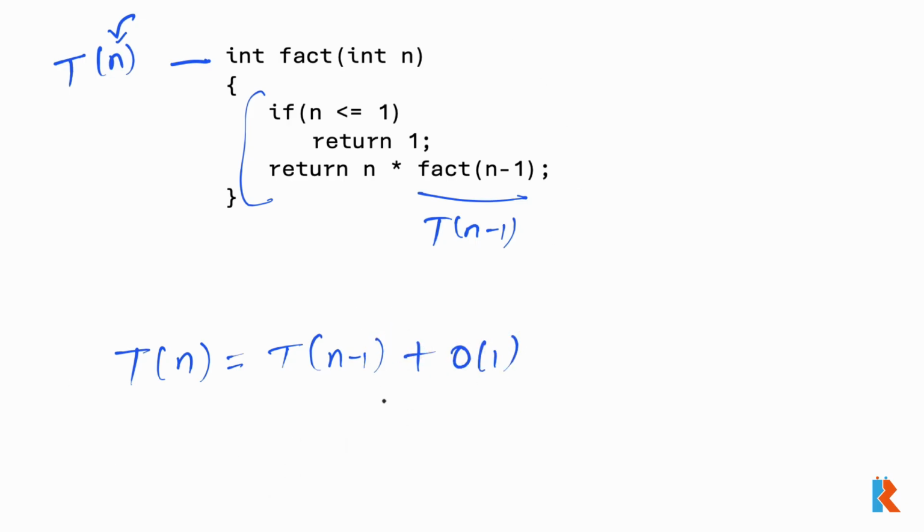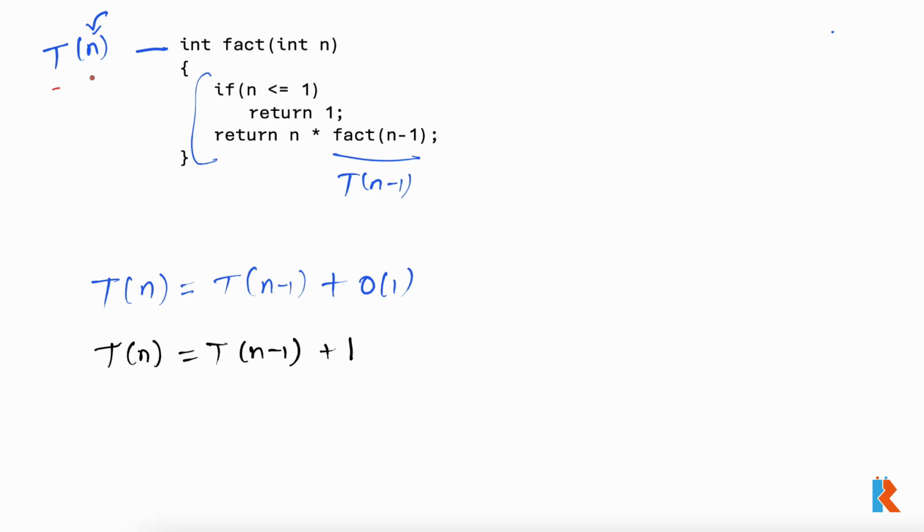Now this mathematical equation represents the asymptotic time complexities. Therefore instead of big O of 1 you can just write 1. So we can say that T of n is equal to T of n minus 1 plus 1. Here this 1 is not the absolute value 1 but some constant, because this equation represents the asymptotic time complexity and not the absolute time taken by the function.